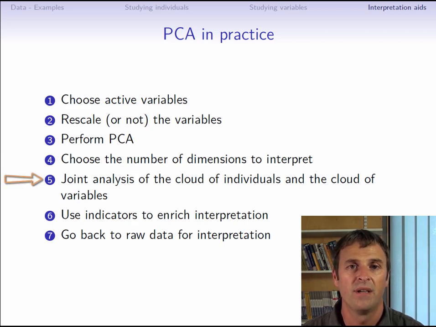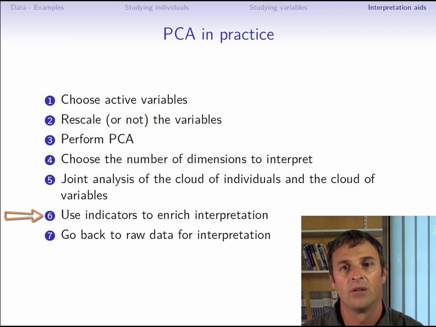Next, we interpret the PCA results using both the plots of the individuals and variables. We're going to go back and forth between these two plots, trying to quantify and understand the differences and similarities between individuals and the relationships between variables. We can use indicators to enrich our interpretation, for instance, calculating contributions and using the squared cosine to be sure that distances seen in the plane are representative of distances in the global space.